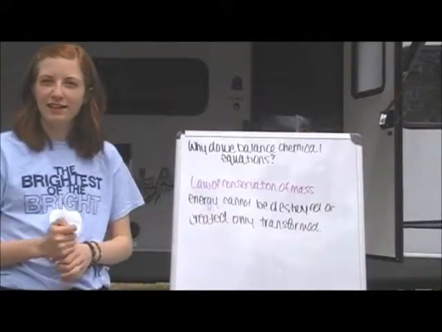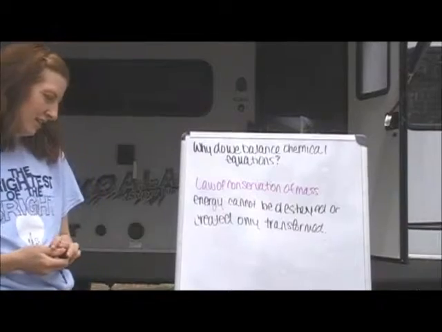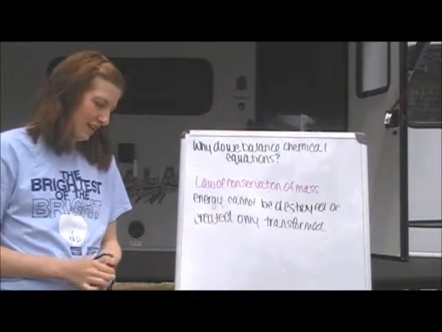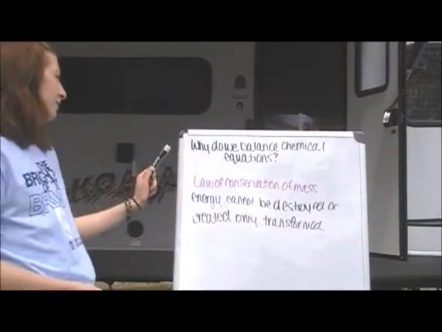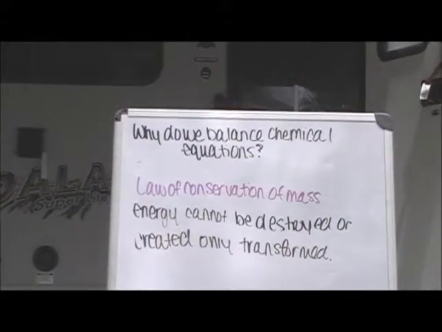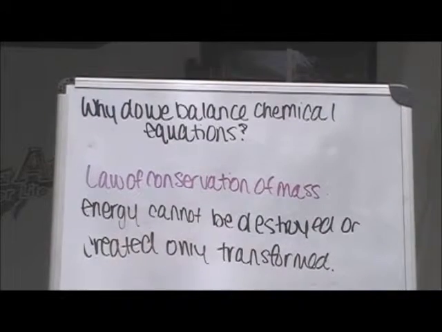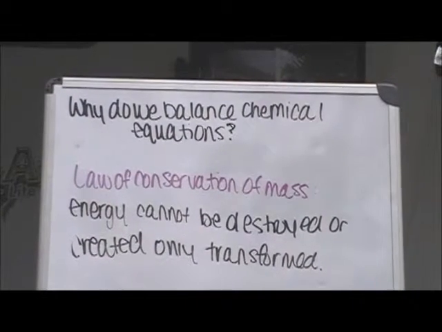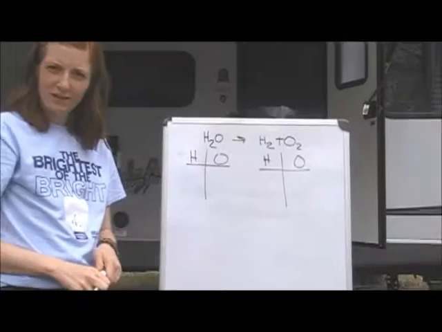Okay, so I'll be talking about balancing chemical equations and using mole ratios to predict amounts needed or produced in a chemical reaction. The reason that we balance chemical equations is because of the law of conservation of mass, which is that energy cannot be destroyed or created, only transformed, which means that we have to have the same amount of elements on the reactant side as well.